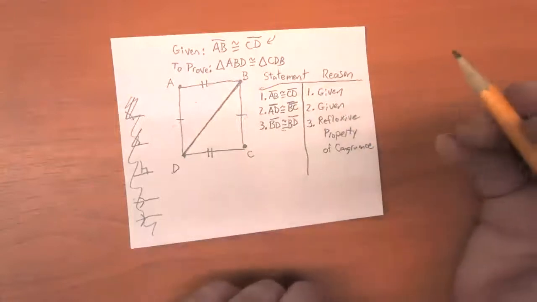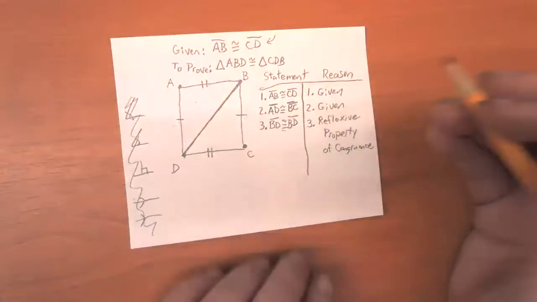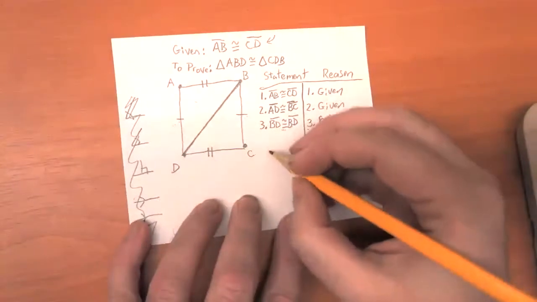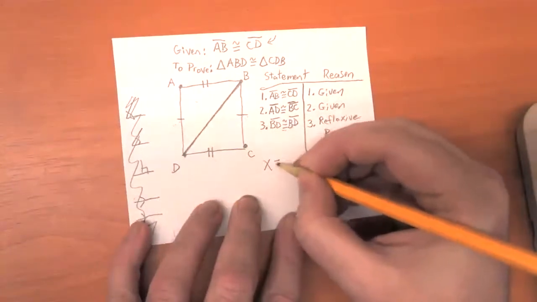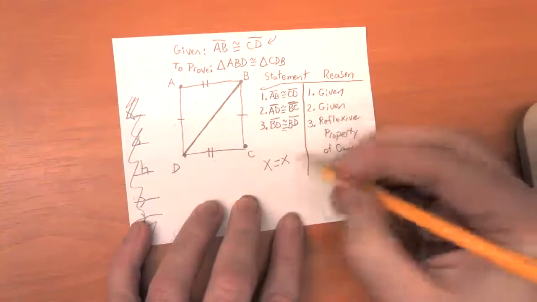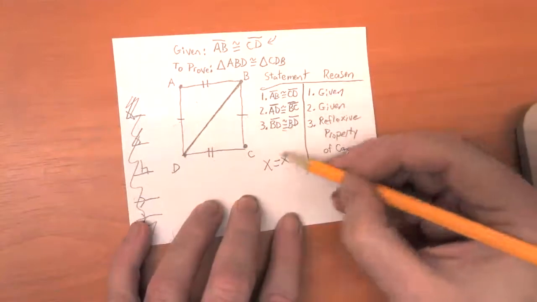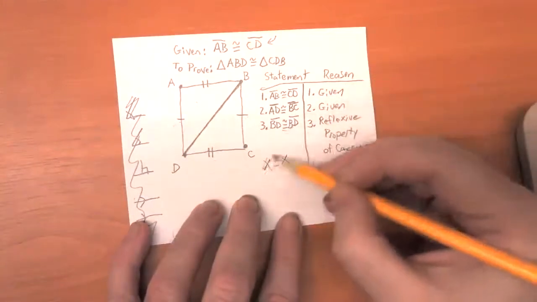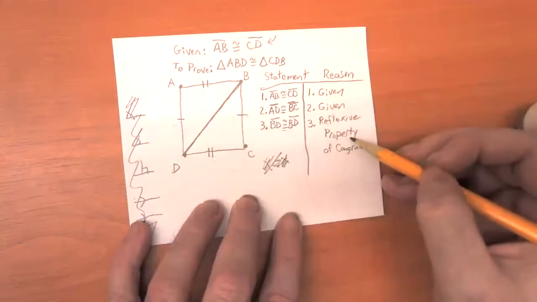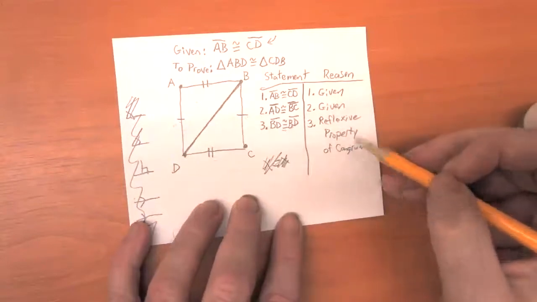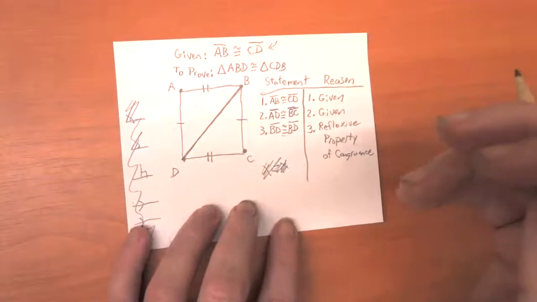because of the reflexive property. There's also a reflexive property of equality. If I ever wanted to say that, say, x is equal to x, where x is some number, that would be the reflexive property of equality. But 99.99% of the time, we'll be talking about the reflexive property of congruence.